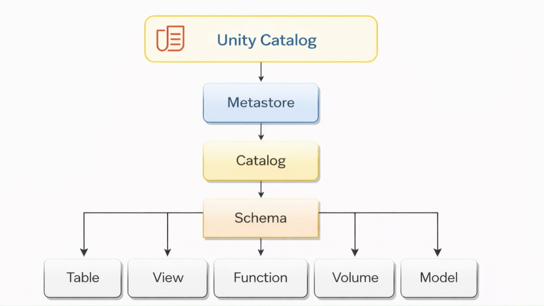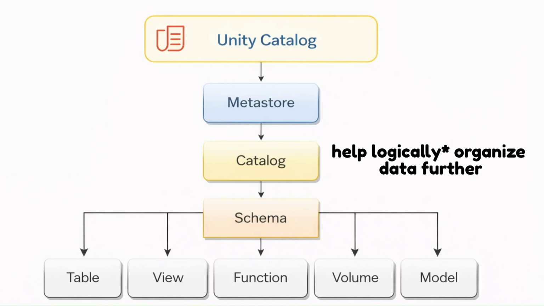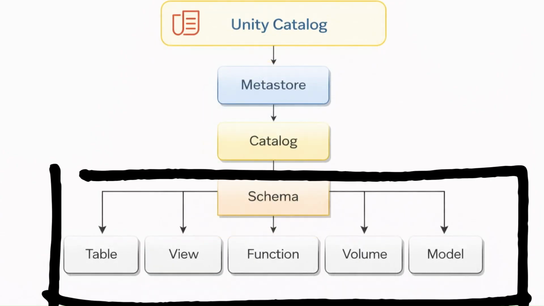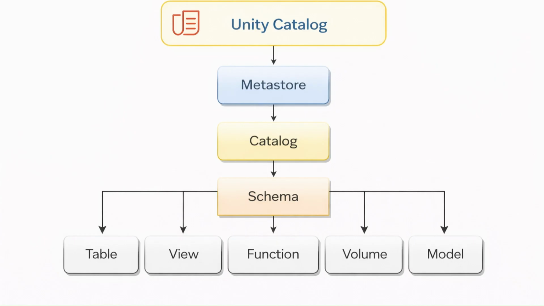Now, each catalog contains schemas, which help logically organize data further. For example, bronze, silver, and gold data layers, which we will see in depth in the medallion architecture video. And finally, inside schemas, we have actual data and AI assets like tables, views, functions, volumes, and even models.